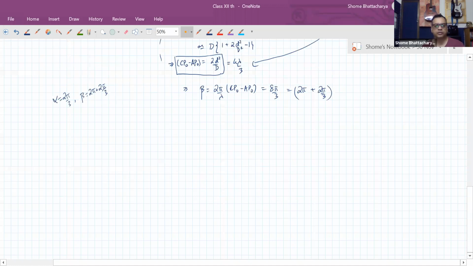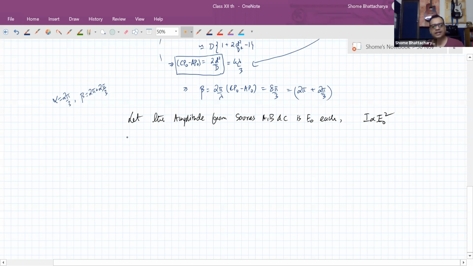Okay. So now when we are doing the phasor addition, suppose the amplitude from sources A, B and C is E naught each. So the intensity from each one is proportional to E naught square. So this relationship. Okay. So now what is happening? The net intensity at the point P naught, of course, will be the phasor sum of amplitudes.